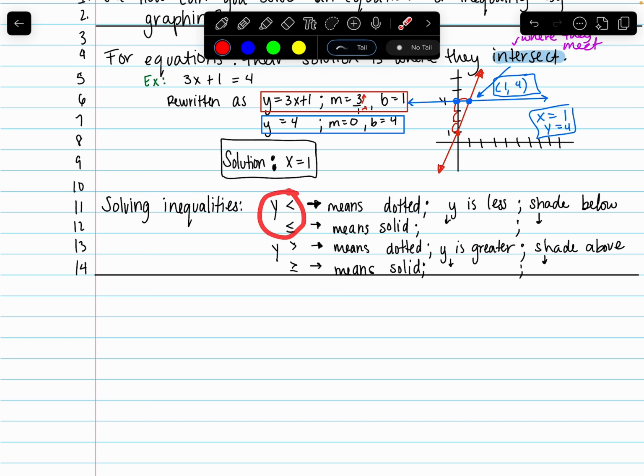If it's pointing to the left, it's going to be less, and we shade below. So here's where it's different. You guys learned this before. If it doesn't have the line underneath it, it's going to be dotted, right? It's not included. It's just like domain and range. If it has a line underneath, it's going to be solid. It's included. So if it's less, pretend like, just put a Pac-Man face on it. If Pac-Man doesn't approve, it's going to be less. Okay? If Pac-Man approves, aka is going to eat it, then it's going to be greater.